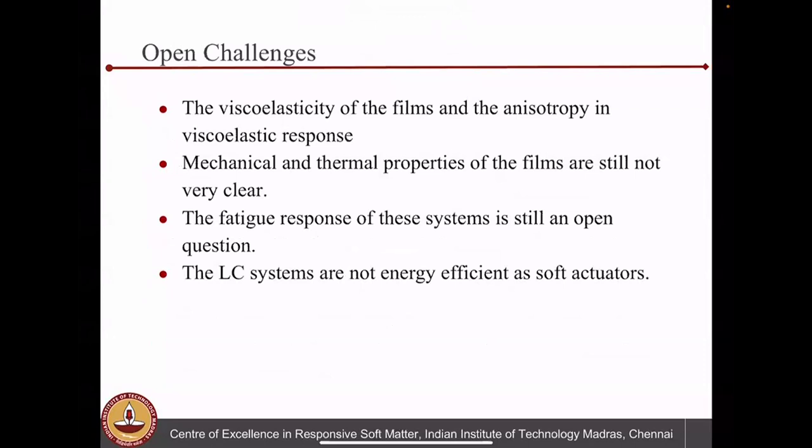And of course, I would like to stop by discussing some open challenges in this area. First of all, so far, whatever modeling we have done is with the assumption that the material is linear elastic, although anisotropic, but these materials also have some viscoelastic behavior, which needs to be taken into account. Several properties of these systems are not very clear yet. And the most important thing, if at all we want to use them for soft actuators, the fatigue response of these systems is still an open question. To my knowledge, there is no study on the fatigue response or the failure of these systems. And of course, these systems as of today are not energy efficient. The amount of energy that you put in to create actuation versus what you get out is not very encouraging at this point of time. So maybe in future, we will be able to address some of these questions.